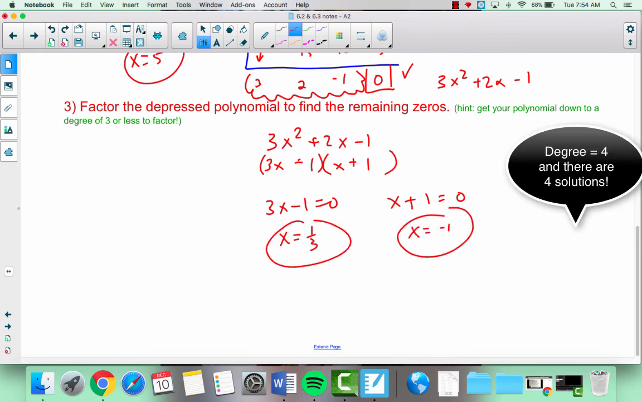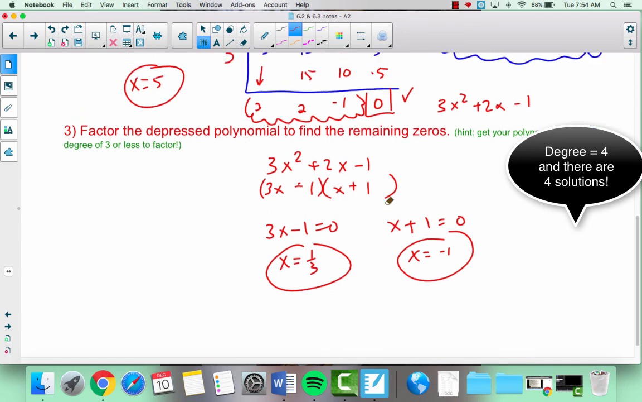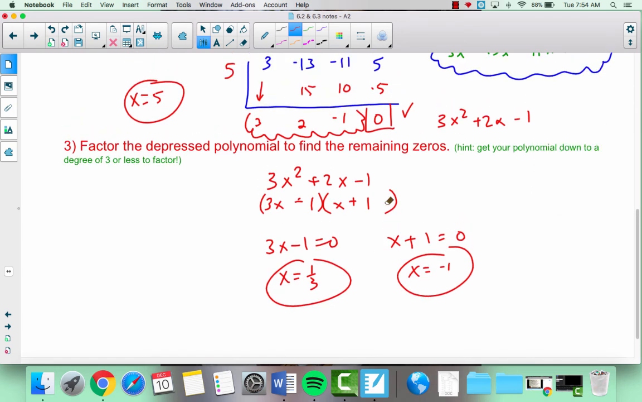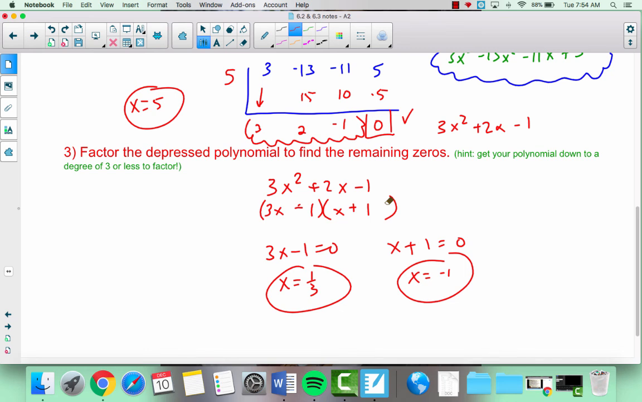Okay, so getting it down to a quadratic makes it way easier in terms of factoring, but direct substitution works just as well. It just may take you a little bit longer to guess and check your numbers. Okay, so either method's fine. Let me know if you have questions on each approach.